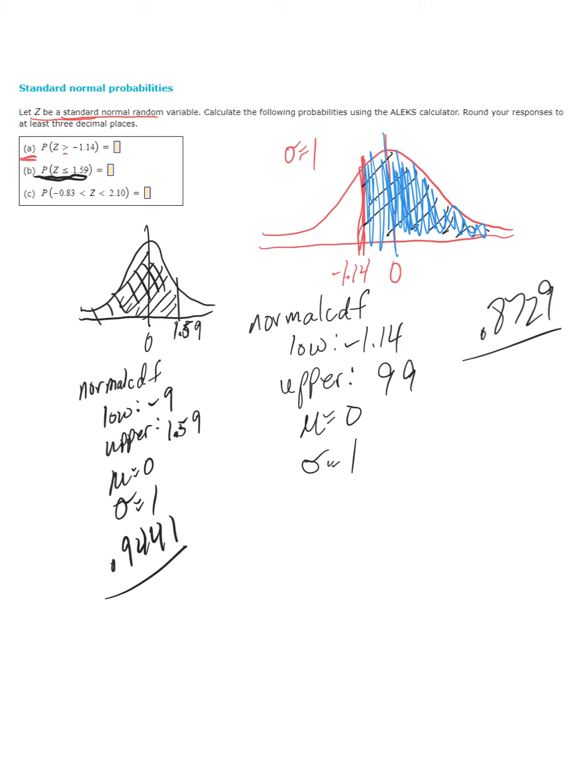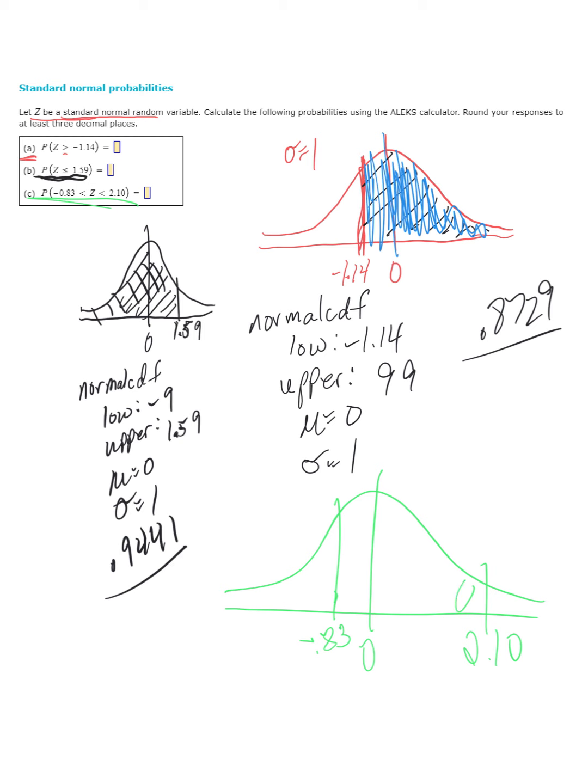All right, and my last one, I've got a lower bound, 0's in the middle again, standard normal. Negative 0.83 is my lower bound. My upper bound is 2.1. I'm looking for everything in between. So there's my lower bound right there, there's my upper bound. So I just have to type those things in on the normal CDF.